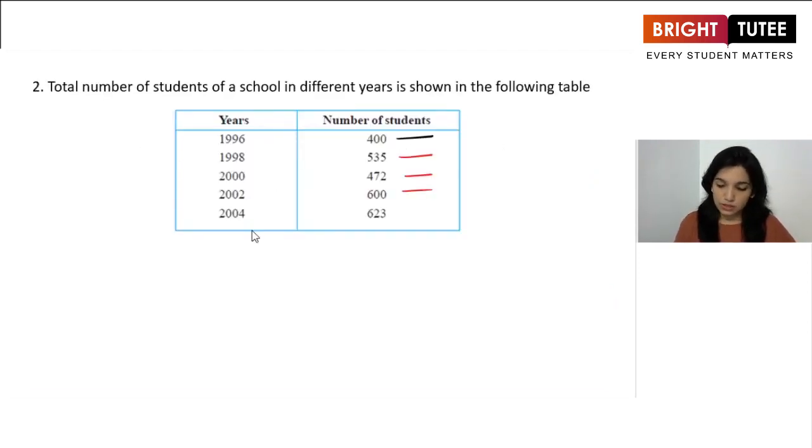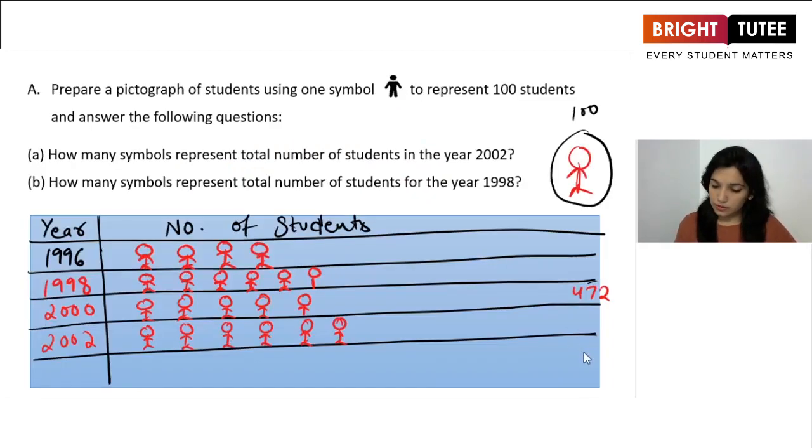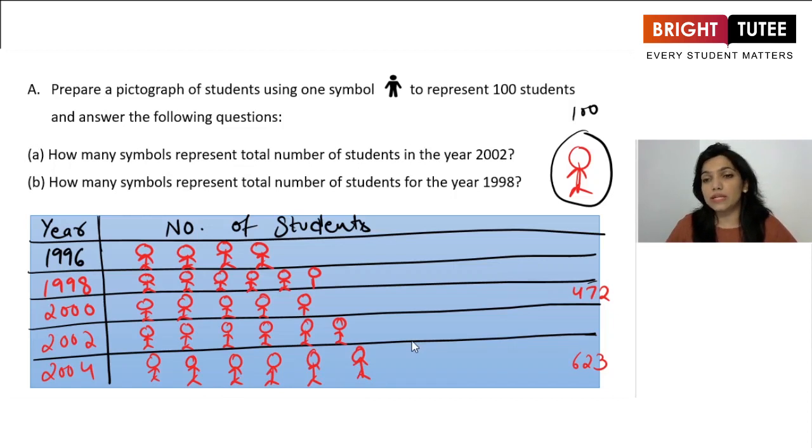Coming to the last one, it is for 2004, 623. So 623, and this is 2004. So clearly we need first of all 6 complete figures to represent 600. So drawing 6 complete figures. So here we have got 1, 2, 3, 4, 5, 6. So now this represents 600. Now we need 23 more. So what can I do? I'll just put a symbol like this. Maybe this represents 23. Okay.